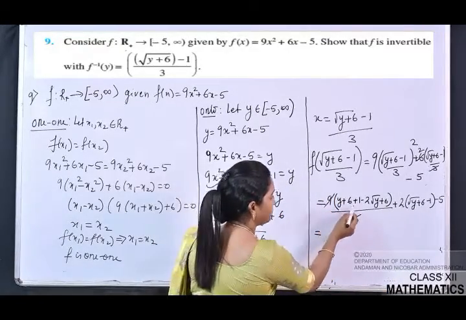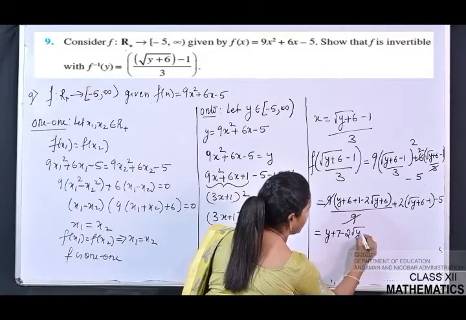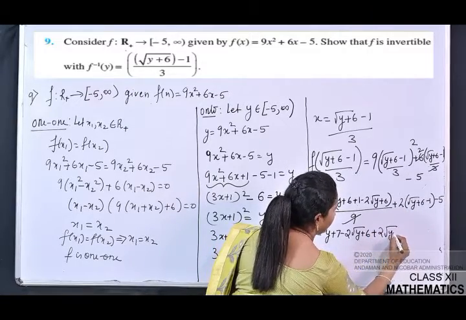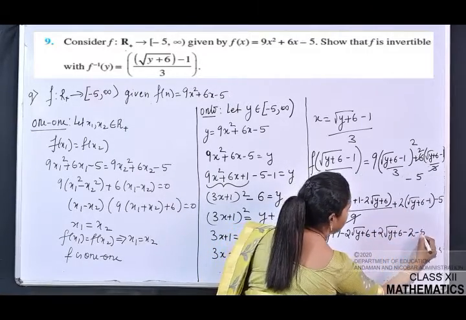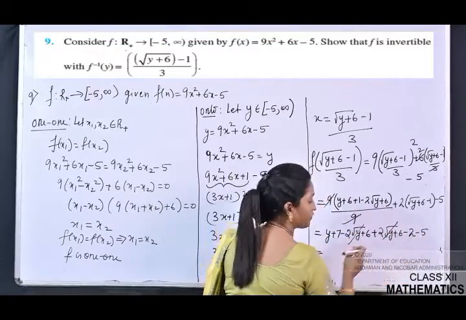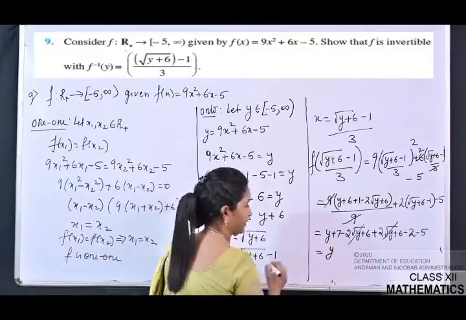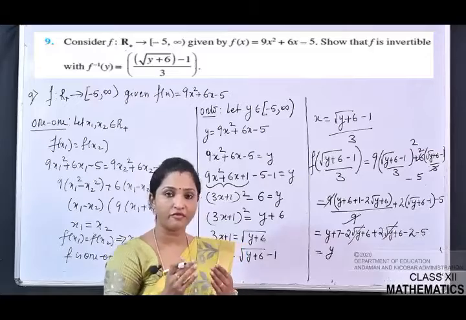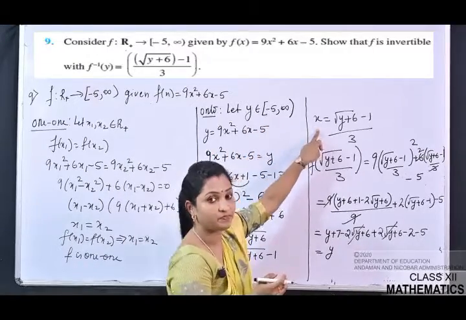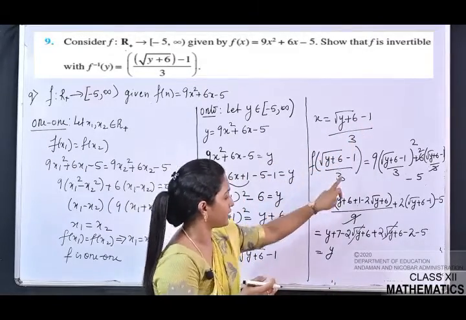Okay, now y plus 7, 6 plus 1 is y plus 7, minus 2 root of y plus 6, plus, open the bracket, 2 root over y plus 6 minus 2 minus 5. You can see here this 2 gets cancelled out, and minus 2 minus 5 is minus 7, so that also cancels with 7. You're going to get only y. So you have proved that for every y belonging to minus phi to infinity, there is an x, which is equal to root over y plus 6 minus 1 by 3, such that f of x is equal to y.